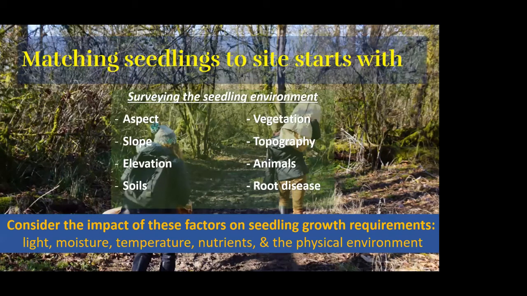Consider the impact of all of these factors on these five seedling growth requirements: light, moisture, temperature, nutrients, and the physical environment. So what effect do aspect, slope, elevation, et cetera, each have on those seedling growth requirements? That's something you have to take careful consideration of.